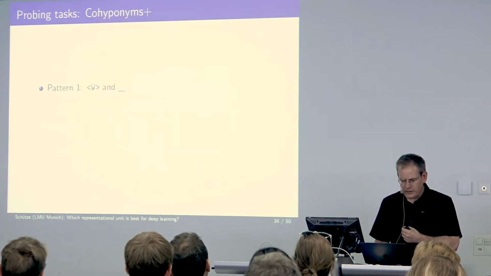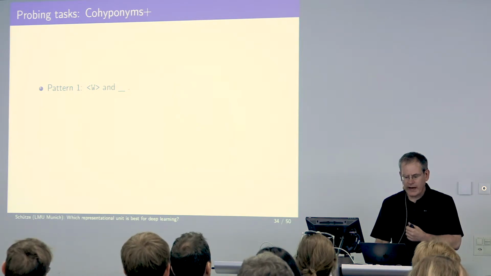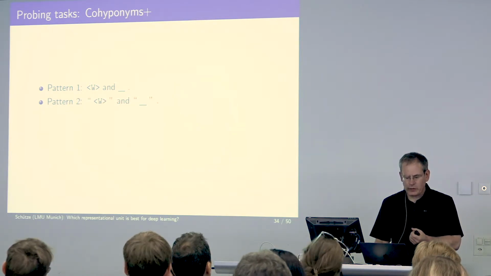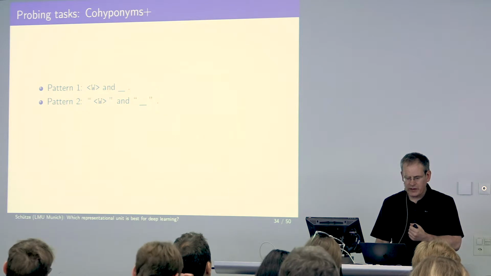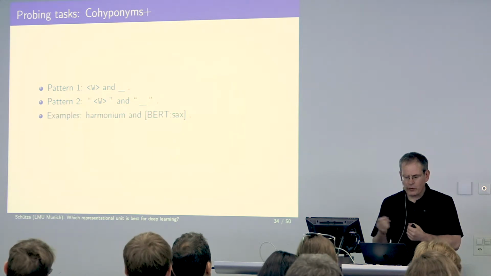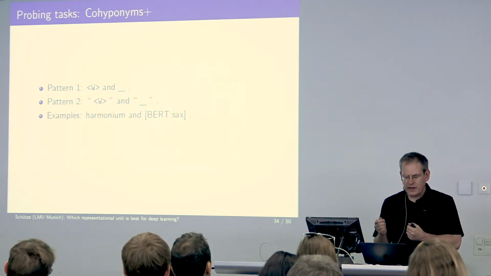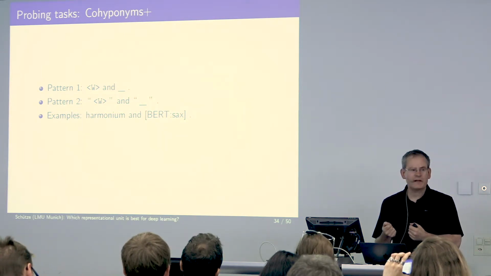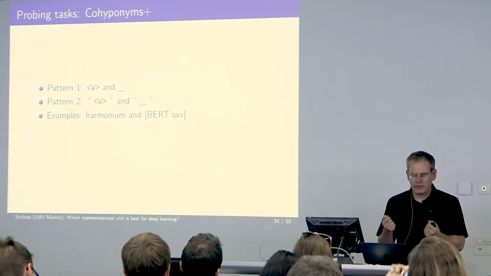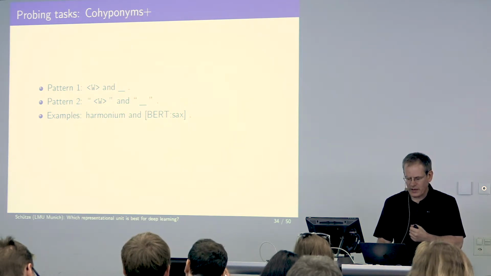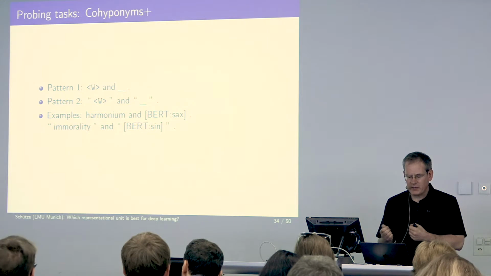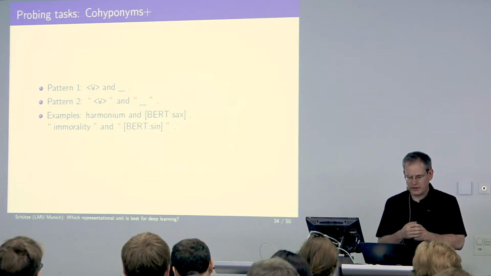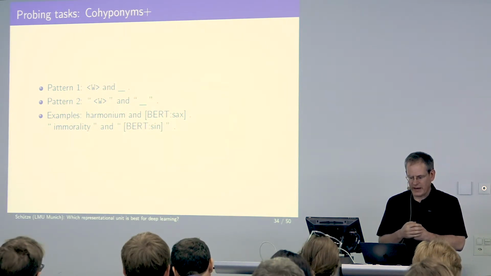Third one, co-hyponyms. Here the first pattern is W and blank, period, and W in quotes and blank in quotes, period. An example here would be harmonium and blank, period, and here BERT has to put in a musical instrument. Or immorality and blank, period, here it has to put in some immoral action.